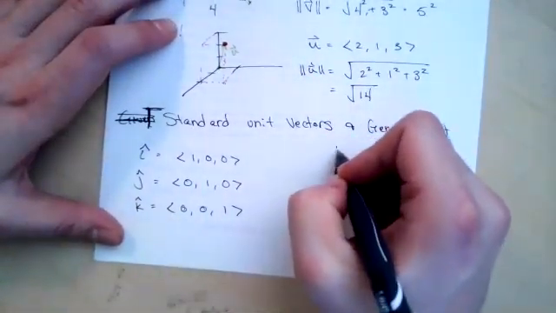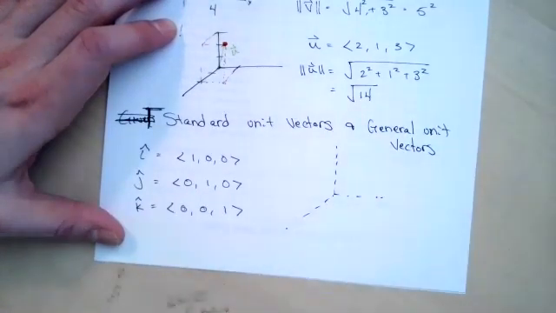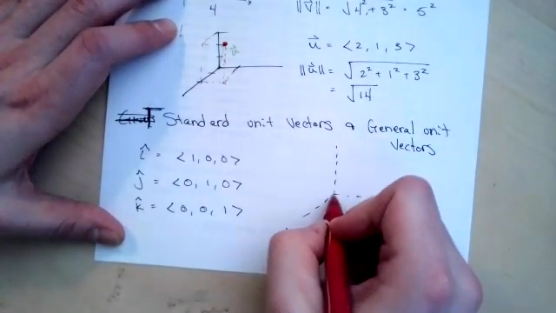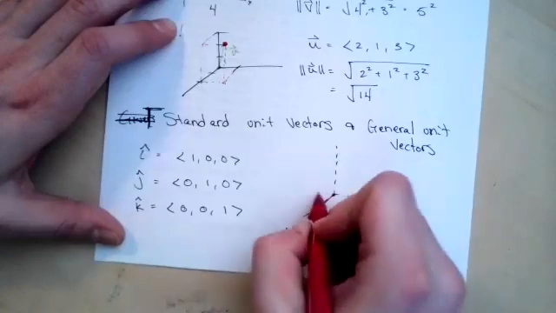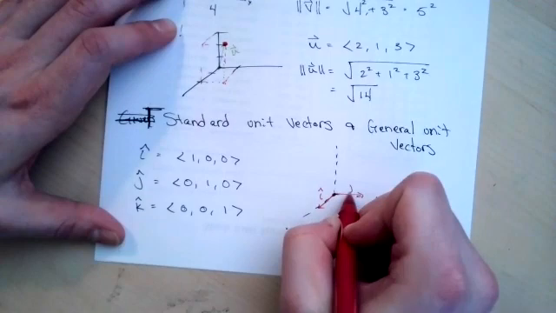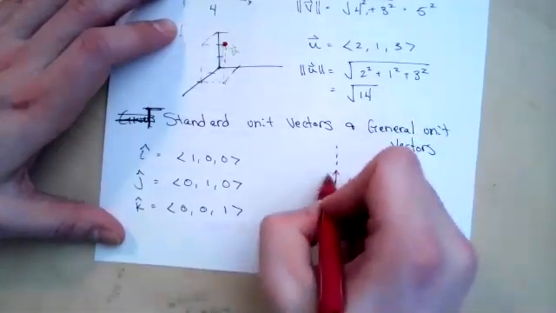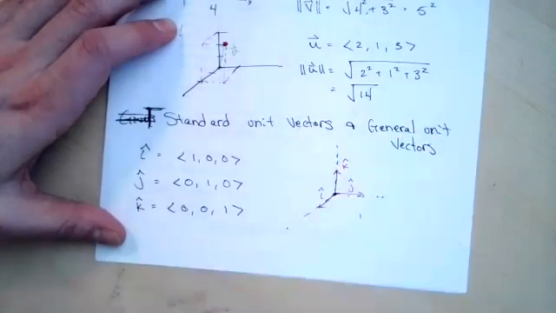So if we were to draw our coordinate frame, that's our i hat, that's our j hat, and then our k hat is the vertical one.